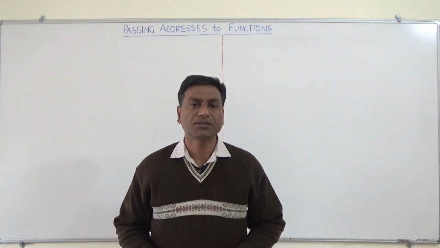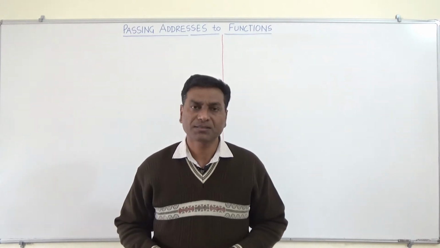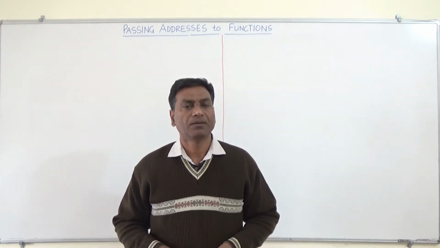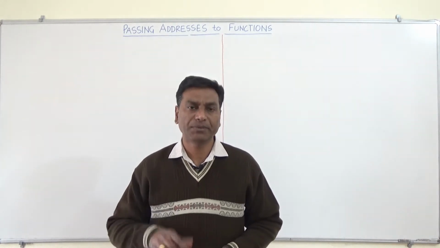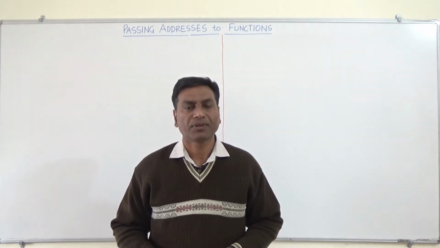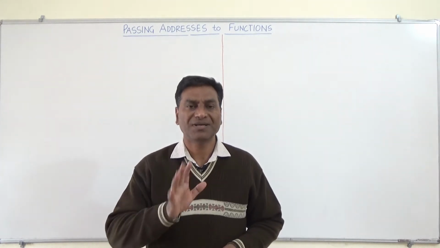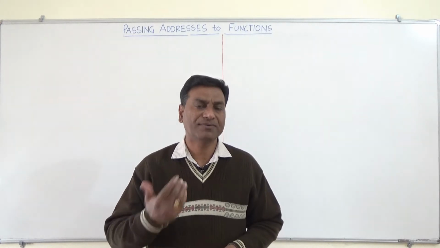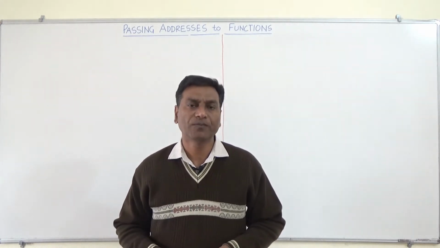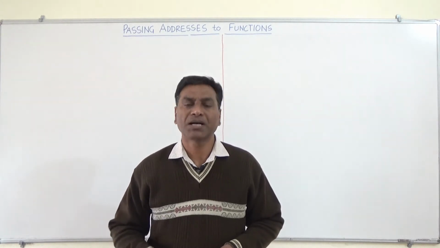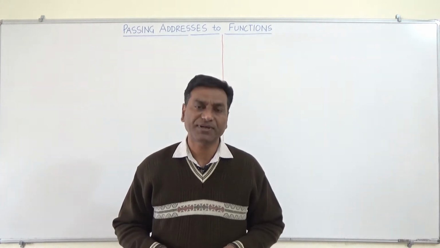So good morning students. Today we are going to understand about passing addresses to functions. Basically, the arguments can be passed to functions using two ways, or we can say two methods. First is when we pass the values to the arguments, that is known as call by value, and second, when we pass the addresses to the function, and this is known as call by reference.